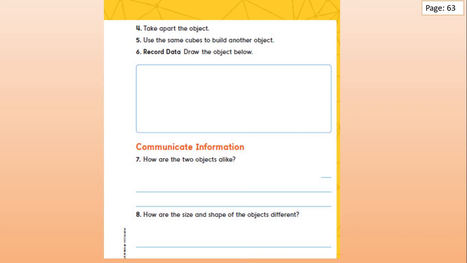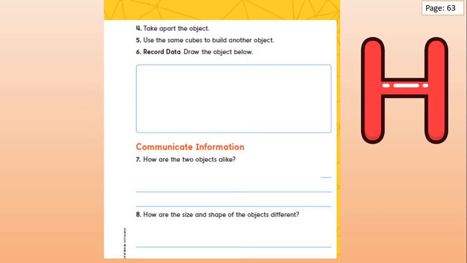You can build any other object with 12 cubes, the same 12 cubes you used to build the letter I, or the first object. I suggest to build the letter H. You can build the letter H or any object, just like this one. And then when you build it, please, grade 2, draw the object here in this space and show me the 12 cubes. Now let's answer the questions.